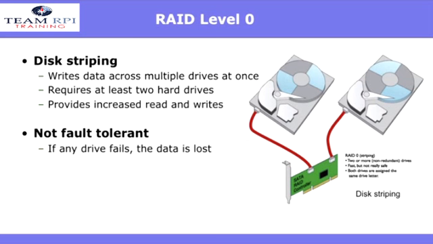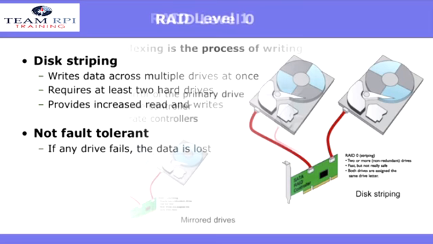There are several levels of RAID that you will need to be familiar with. Starting with RAID 0. RAID 0 offers disk striping. It writes data across multiple drives at once, and it requires at least 2 hard drives. However, RAID 0 is not fault tolerant. So if any drive fails, the data is lost.